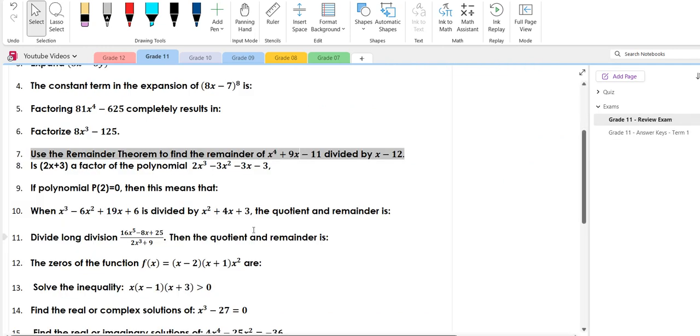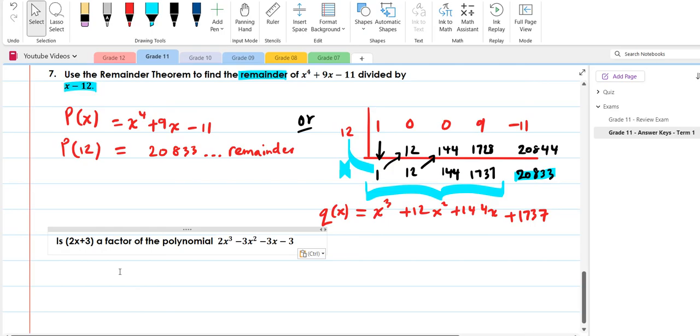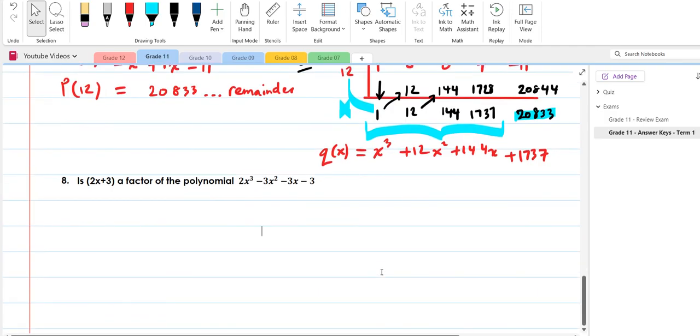Looking at question number 8. Very nice question on factor and remainder theorem. Is 2x plus 3 a factor of the polynomial? So how do we know whether something is a factor?